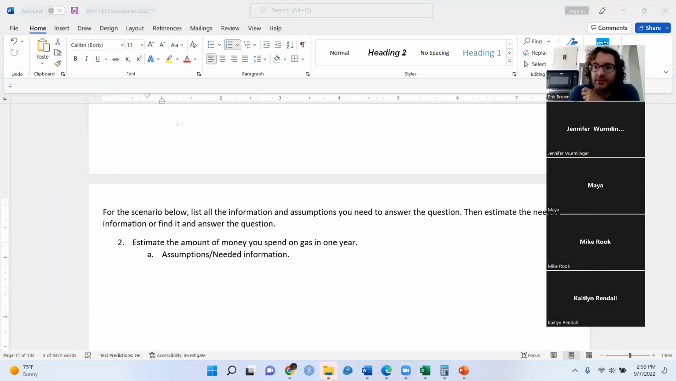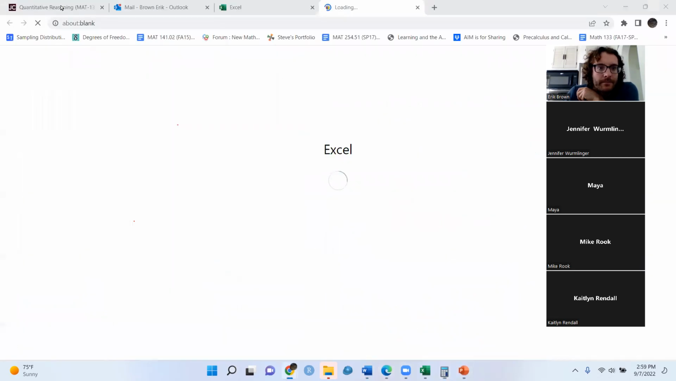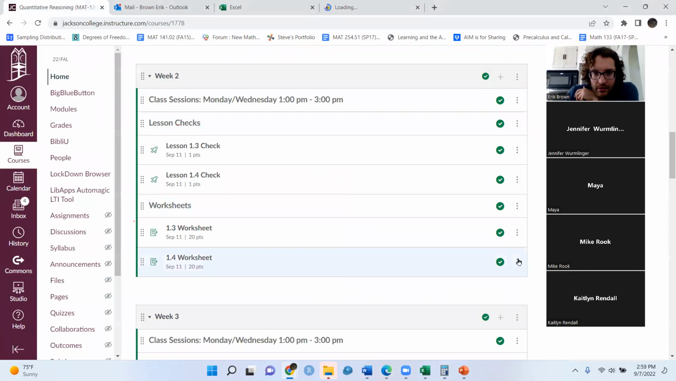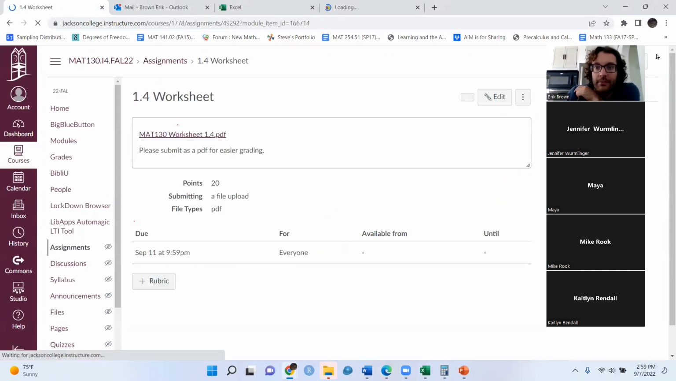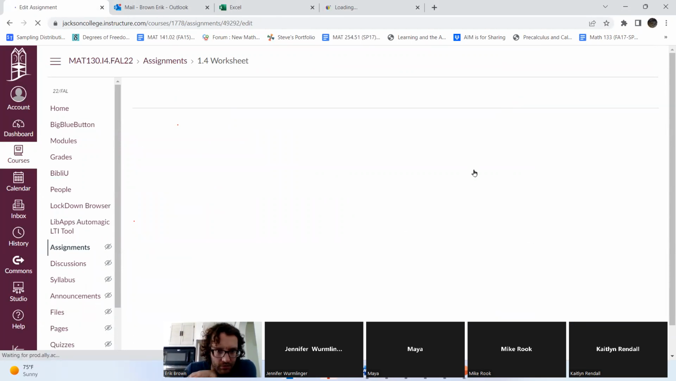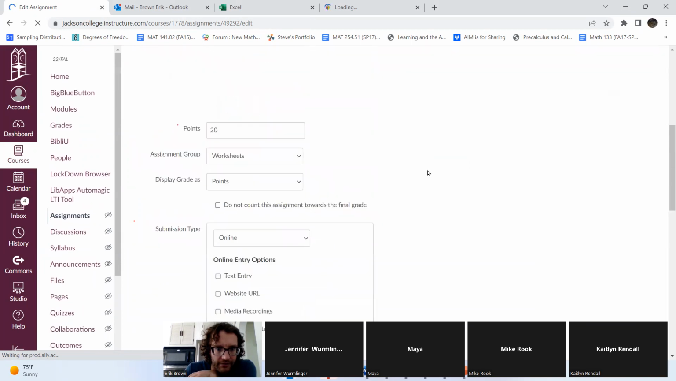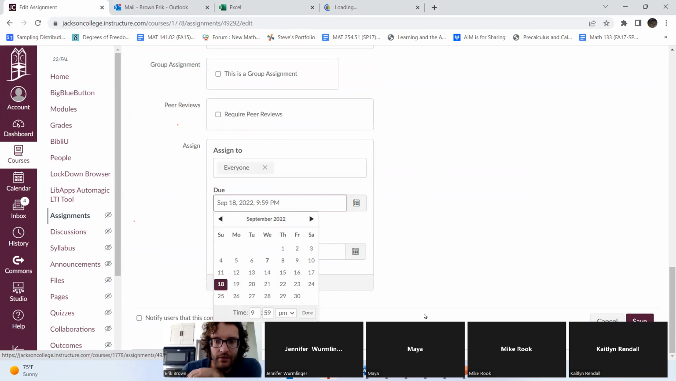I have a question. Yeah. It says that 1.4 is due on the 11th. We didn't cover that today, so is that still going to be due Sunday? Absolutely not. I need to move that to next Sunday because we didn't get through 1.4. And 1.4 is a kind of beefy section, so I want to make sure we spend some time. Yes, I will change that. Thank you. Oh, I can change it right here. There we go. Great question.